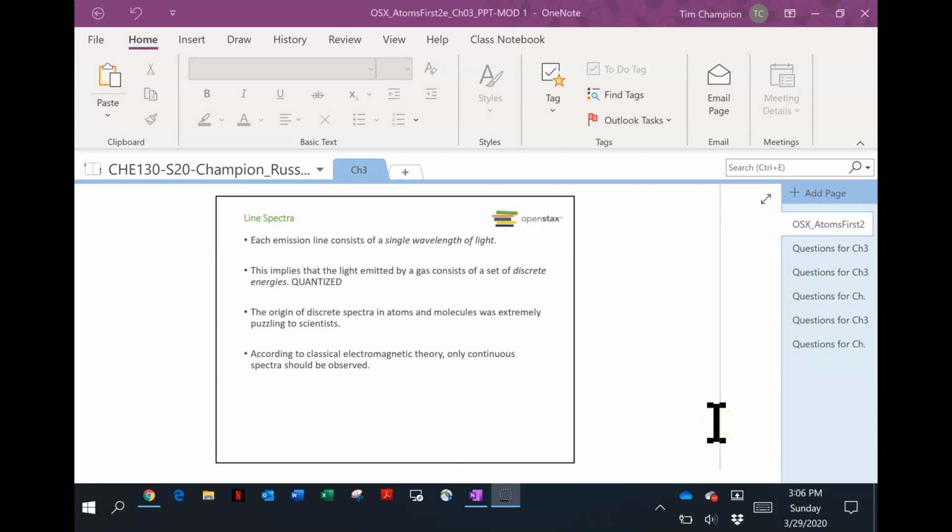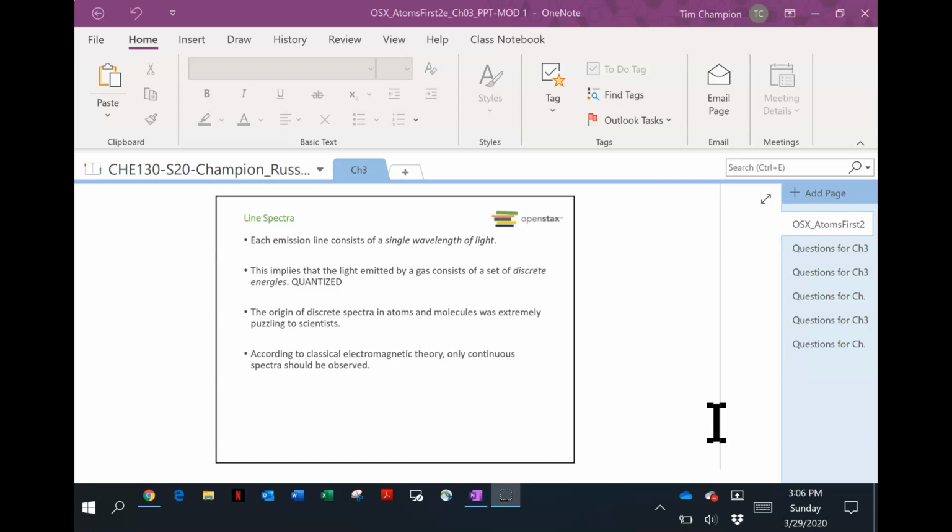Hi again. Okay, we're moving on to our second video in the chapter on electronic structure and periodic properties. And we're going to talk now about line spectra. We've learned before about wavelengths of light and the frequency of light and the energy of light, and how we can think of light as a particle and as a wave, and how some problems that folks ran into led to new understandings about light.